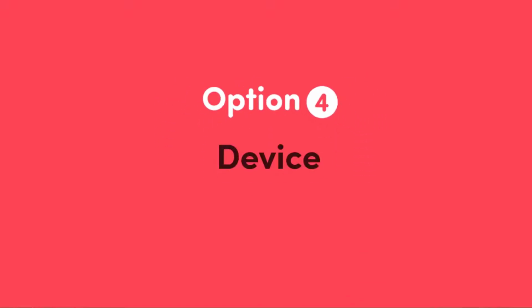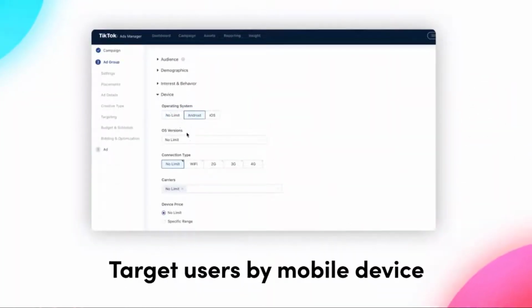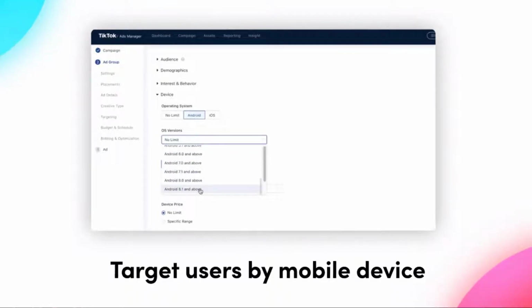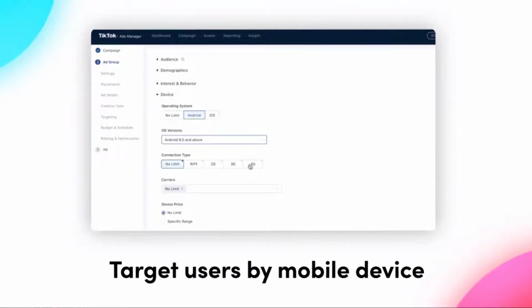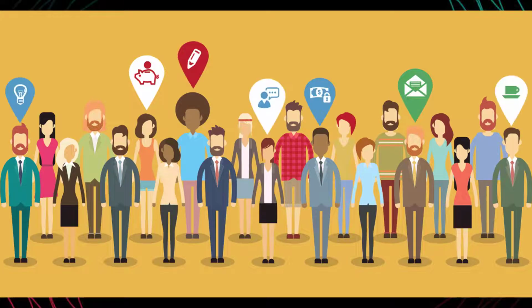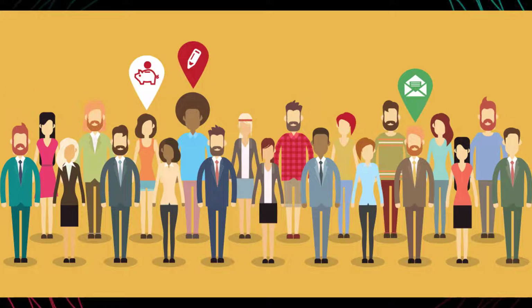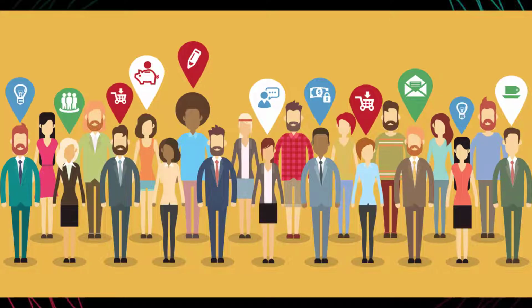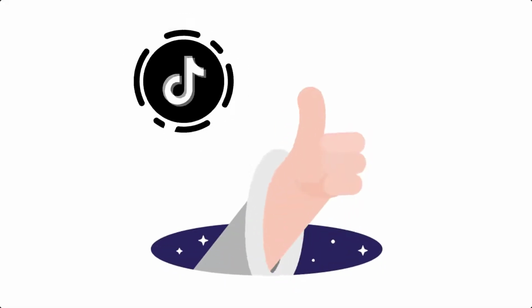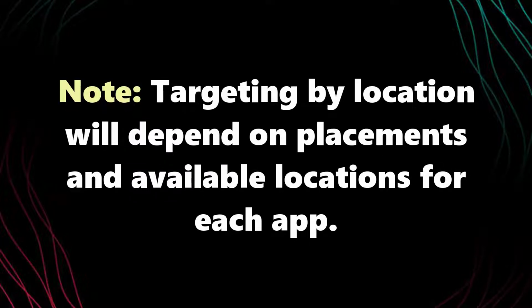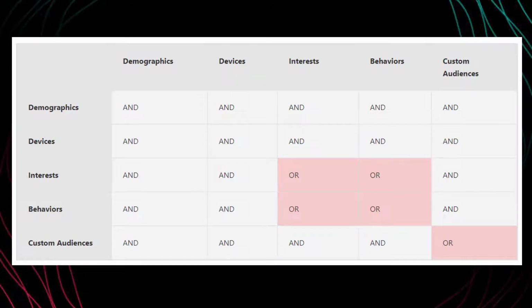And option 4, device. Target users by mobile device using connection type, operating system version, device model, device price, and carrier. Once you set up targeting, its smart system will optimize ad delivery against your campaign objective. Basically, TikTok Ads Manager got you. Take note, targeting by location will depend on placements and available locations for each app. For more details on the logic between different dimensions and audiences when multiple audiences are selected, please refer to this table.